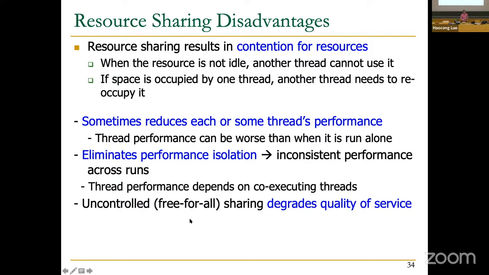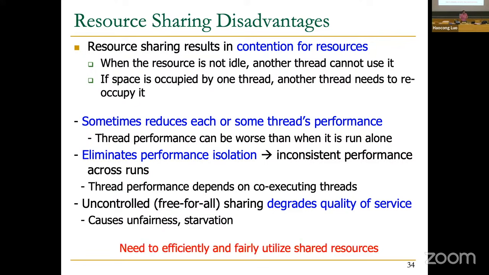And also this degrades quality of service, which is related to performance isolation. So if you don't control this sort of sharing, you can have unfairness or starvation. Essentially, some thread may be hogging the resources, and another thread can be delayed indefinitely, if you will. We're going to see examples of this maybe in a later lecture, but I'm going to actually show you an example with the caches soon.